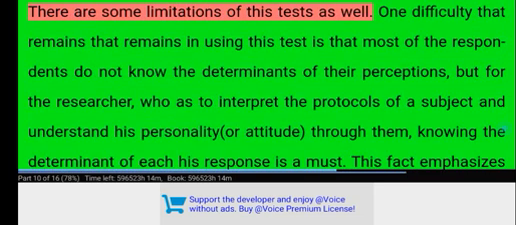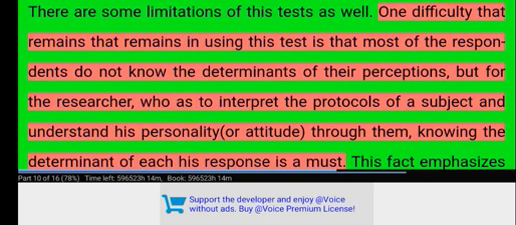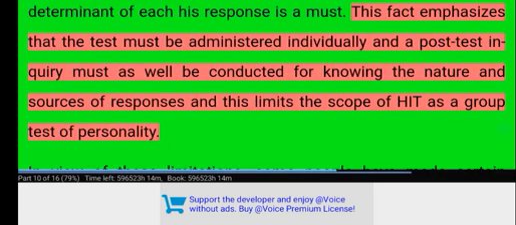There are some limitations of this test as well. One difficulty that remains in using this test is that most of the respondents do not know the determinants of their perceptions, but for the researcher, who is to interpret the protocols of a subject and understand his personality or attitude through them, knowing the determinant of each of his responses is a must. This fact emphasizes that the test must be administered individually and a post-test inquiry must as well be conducted for knowing the nature and sources of responses, and this limits the scope of HIT as a group test of personality.